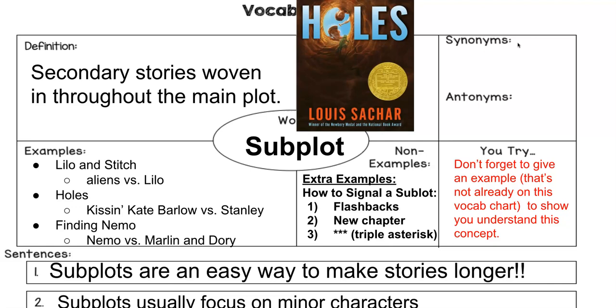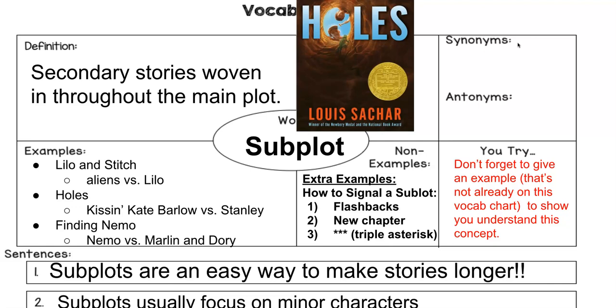So same in Holes, which is obviously the picture, right? We've got Stanley Yelnats, the kid who gets sent to camp, but you also have the subplot of his no good, dirty, rotten, pig-stealing great-great-grandfather, but also the subplot of Kissing Kate Barlow. And so, again, I highly recommend that all of you be thinking about what could be at least one subplot in my novel. And if not one, honestly, guys, when I'm writing, I usually end up having 3, 4, or 5. Sometimes they're really little, sometimes they're a bigger subplot.